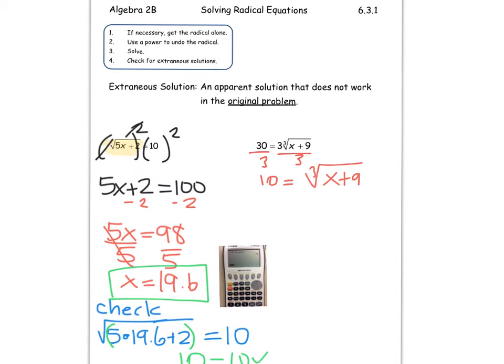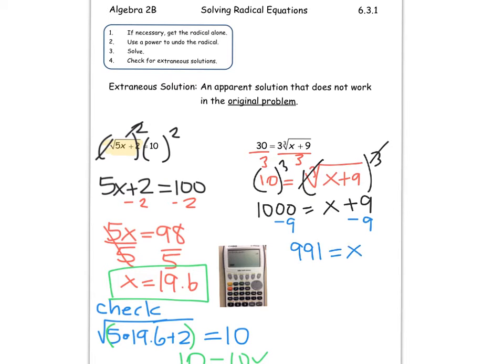Step 2, we're going to use a power to undo the radical. Since it's a cube root, we're going to cube both sides. So 10 times 10 times 10, 10 to the third, is 1,000. Cube root and cube cancel each other off, so that equals x plus 9. And so solving is just to subtract 9. So 991 equals x. Again, I have to perform the check to know that for sure it works out.